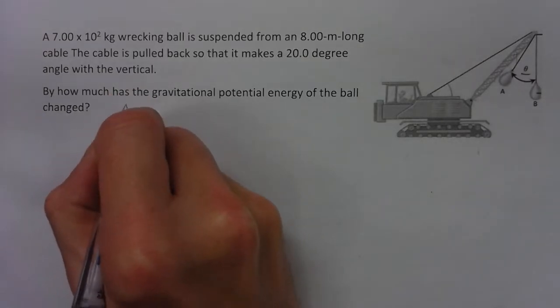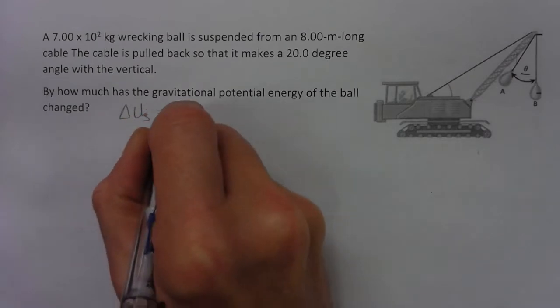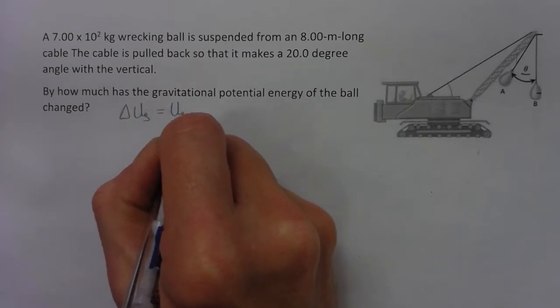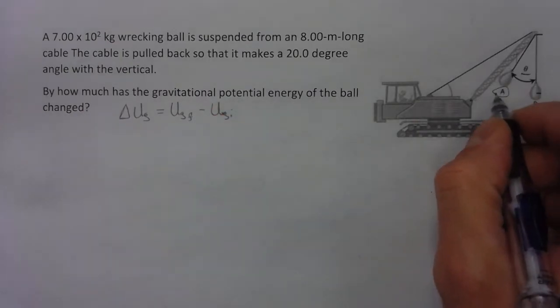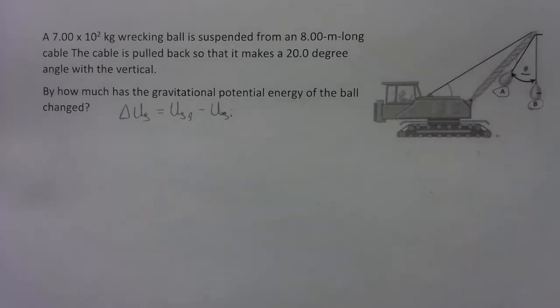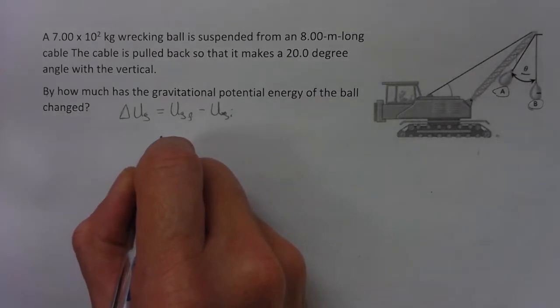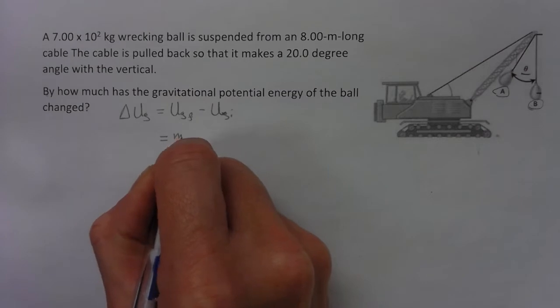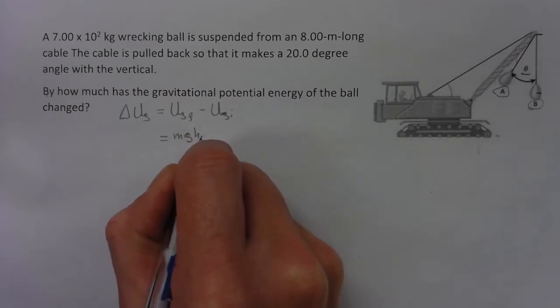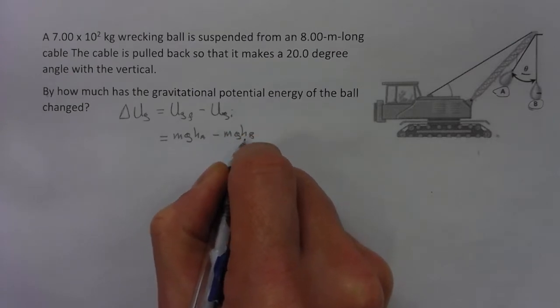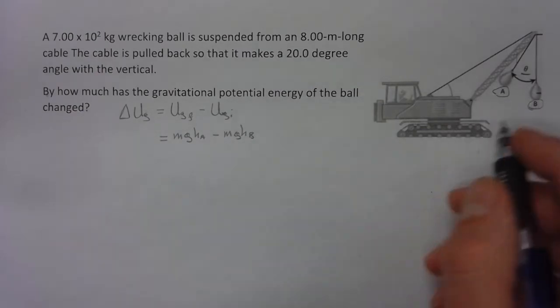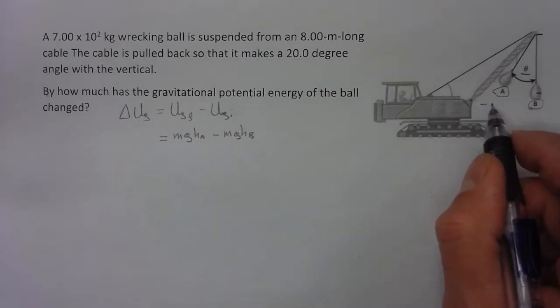Well, change in potential energy of gravity is potential energy of gravity final minus the potential energy of gravity initial. So final is here in A, initial is here in B. So how do we find these? Well, that's going to be mg, the height at A, minus mg, the height at B. Now what I'm going to do is make B my zero height. I'm going to make that 0.